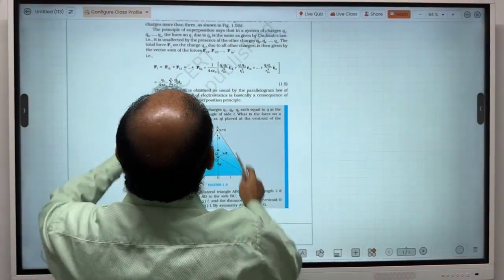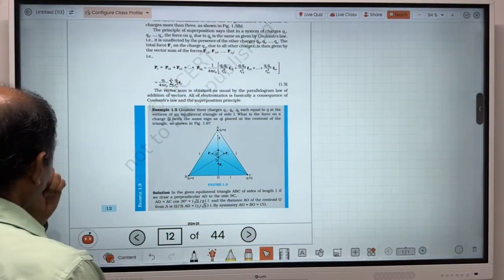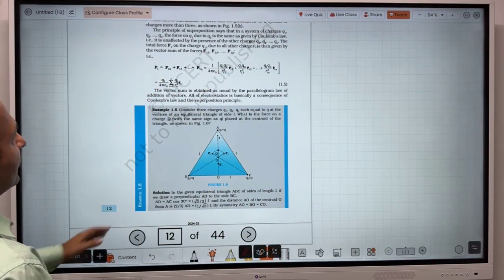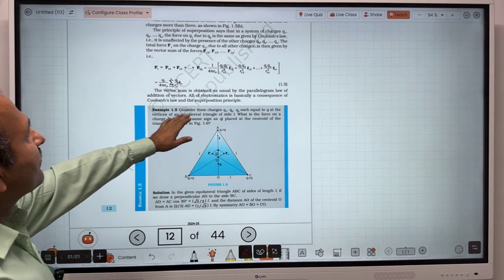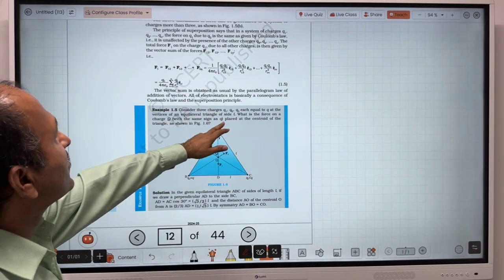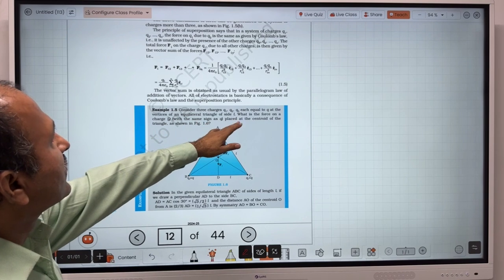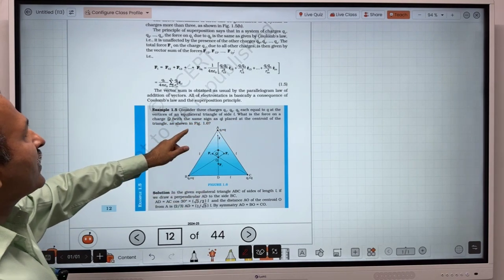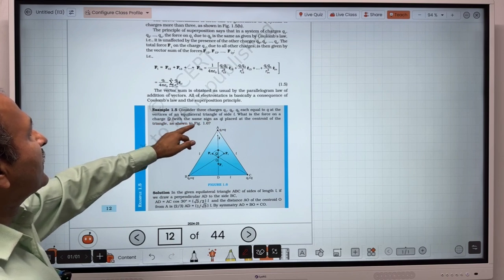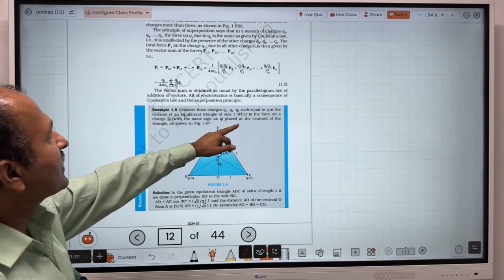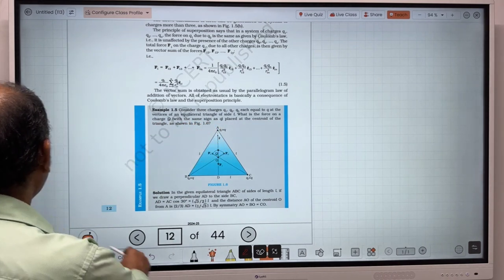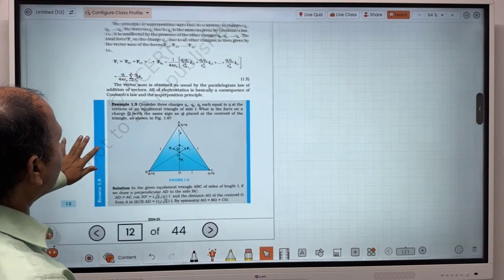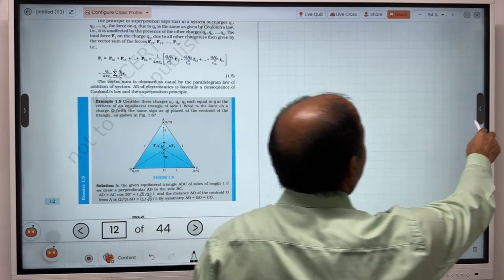Now, let's see, the same concept as I told you is explained here. Let's see this question. Consider three charges Q1, Q2, Q3, each equal to Q, at the vertices of an equilateral triangle of side L. What is the force on a charge Q with the same sign as Q placed at the centroid of the triangle? So let's see the situation. This is a good question and we can easily understand it.